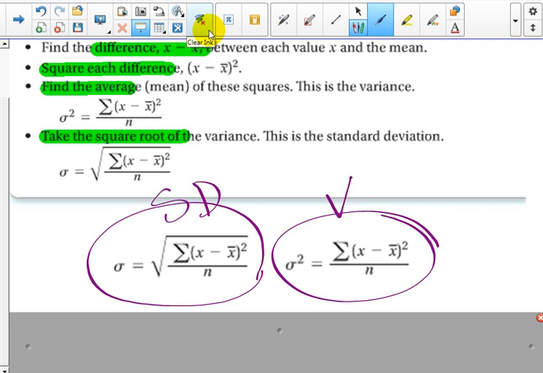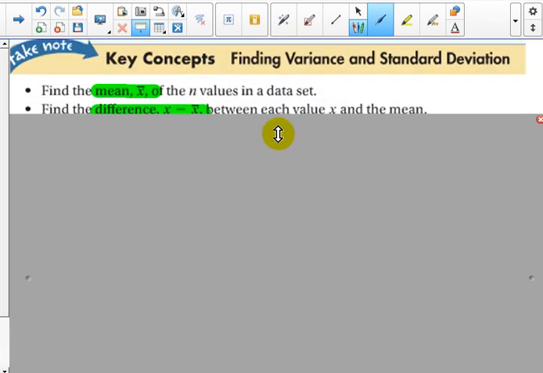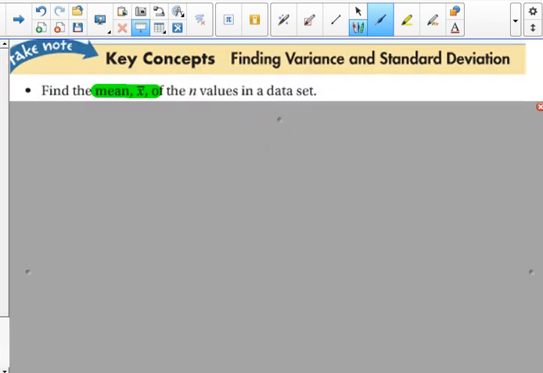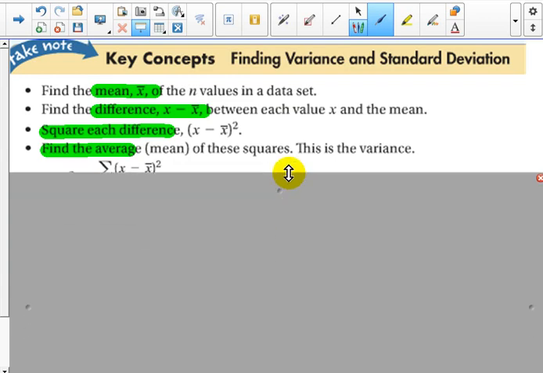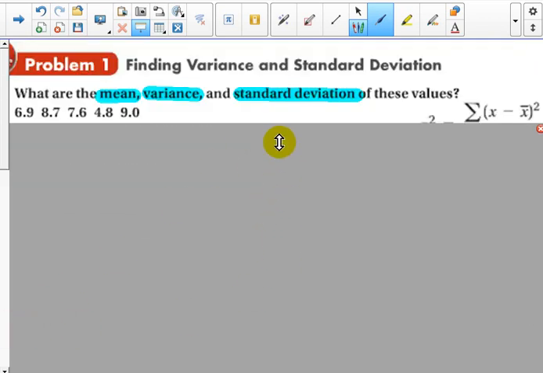Any questions so far? Now they're going to take us step by step to work the first few out, and let's do that. They're going to take us through all these steps using a table. So let's look at our first problem. Problem 1 says finding the variance and standard deviation.